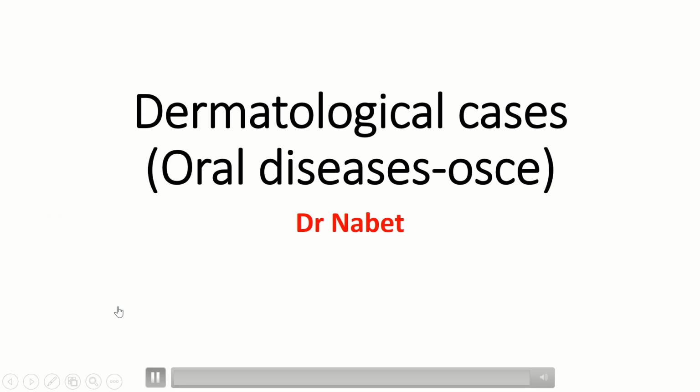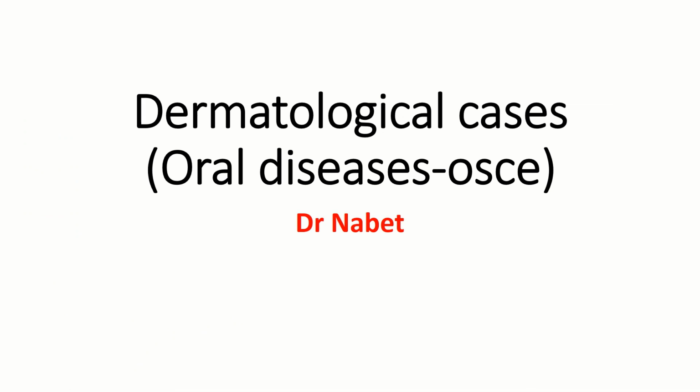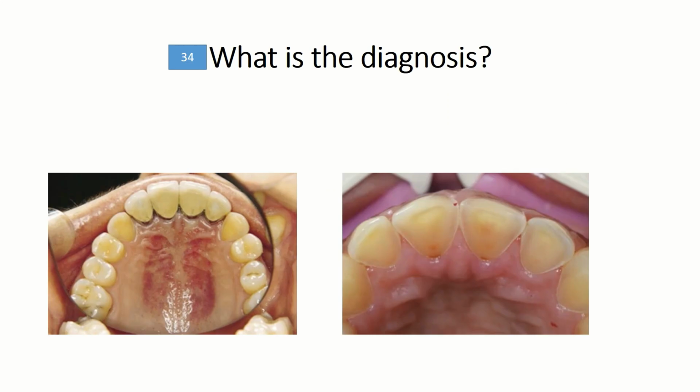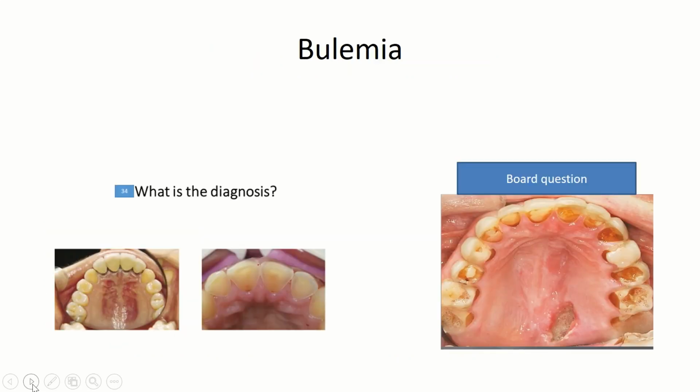So I'll continue other cases on oral disease. Question 34. What's the diagnosis? What you see here is palatal hematoma, basal palatal hematoma, and here are some abrasion and erosion of teeth. The diagnosis for these findings is compatible with bulimia, and here is another board question in the past on bulimia.